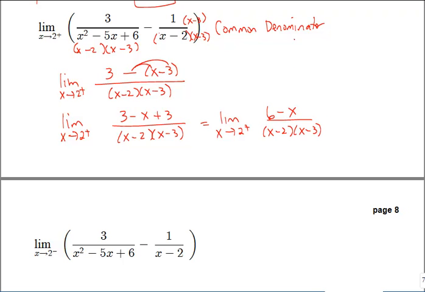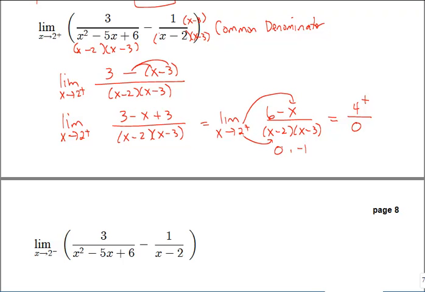Now once you've gotten your common denominator and you've cleaned it up as much as you can, now is the time to plug in again. So we're going to plug in 2. 6 minus 2 would be 4, and that's obviously positive. On the bottom, we're going to plug in 2 down here, and that's going to give me a 0 times a negative 1. So this is obviously going to 0.